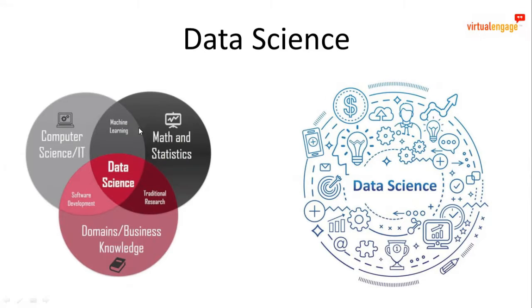So what I can say is it uses the concepts of maths and statistics. Along with that, it also uses the domain knowledge or the business knowledge, and it combines the coding which we have from a computer science or IT background. So the combination of all of these three things is what we get as data science. That is the exact concept of data science.